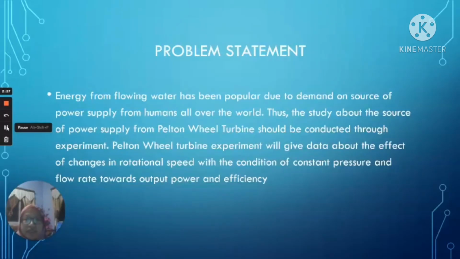Problem statement. So basically, a Pelton wheel turbine that uses the energy of flowing water has been popular due to the demand for sources of power supply from humans all over the world. Thus, the study of the power supply from the Pelton wheel turbine should be conducted through the experiment. The Pelton wheel turbine experiment will give data about the effect of changes in rotational speed, with the condition of constant pressure and flow rates, towards output power and also efficiencies.